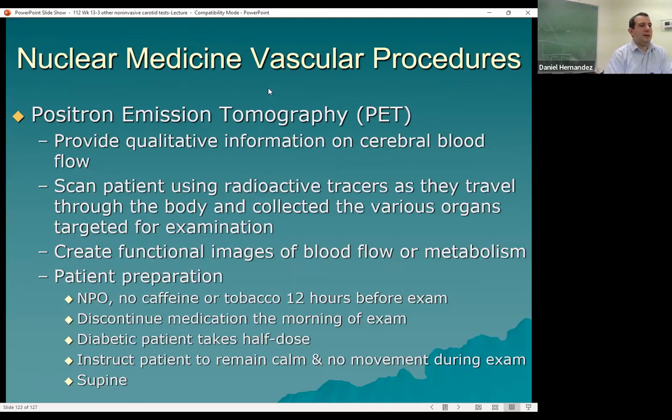So we can also use nuclear medicine procedures. We can use a PET scan, a positron emission tomography, to provide some qualitative information for cerebral blood flow. With this, patients are scanned after a radioactive tracer has been administered into the patient. The radioactive tracer travels throughout the body and is collected by the various organs that are targeted for examination. So these images create functional images that show blood flow and metabolism.